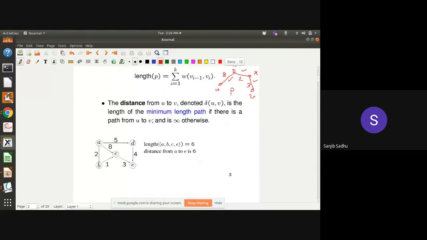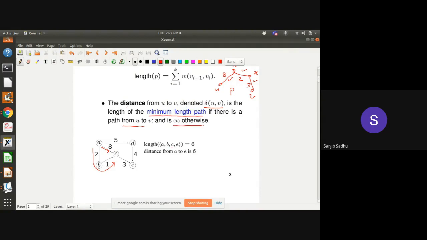And the distance from u to v, denoted by delta(u,v), is the length of the minimum length path. There may be so many paths. You see from A to C, you can go via this or you can go via this. Clear? So which path gives you the minimum distance between A and C? That is called the minimum path length. If there is a path from u to v, that is the minimum distance. Otherwise, it is taken as infinite, meaning there are no paths.